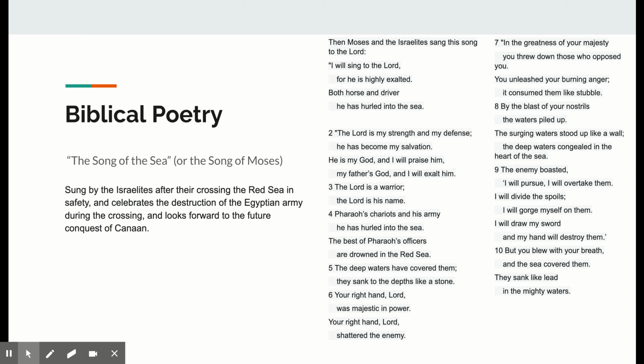Now to our favorite biblical poetry. The Song of the Sea, which is also called the Song of Moses, is one of the most famous songs describing one of the most important events in Jewish history. I will leave the poem here in case Dr. Marcus will need to make some notations. Let's discuss its history and meaning in the next slide.